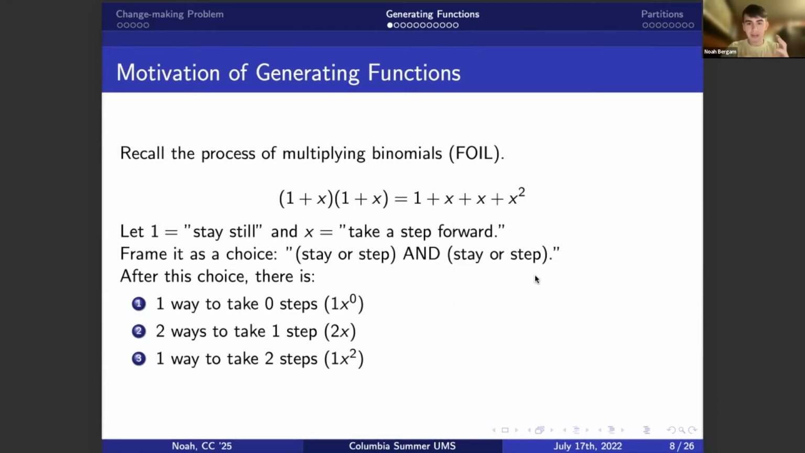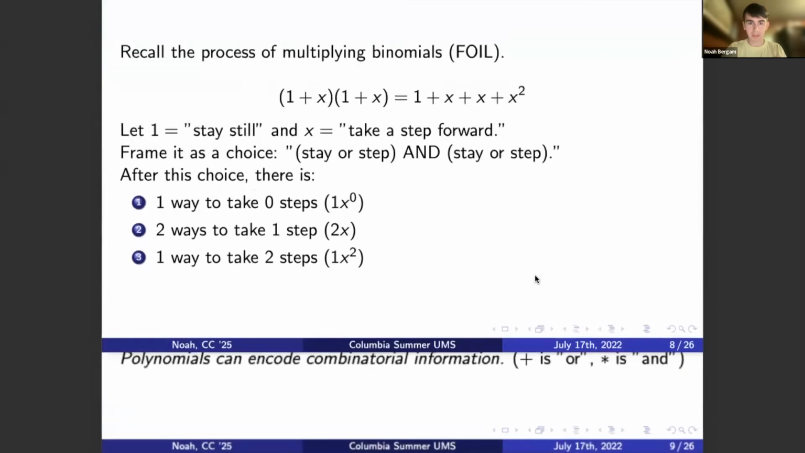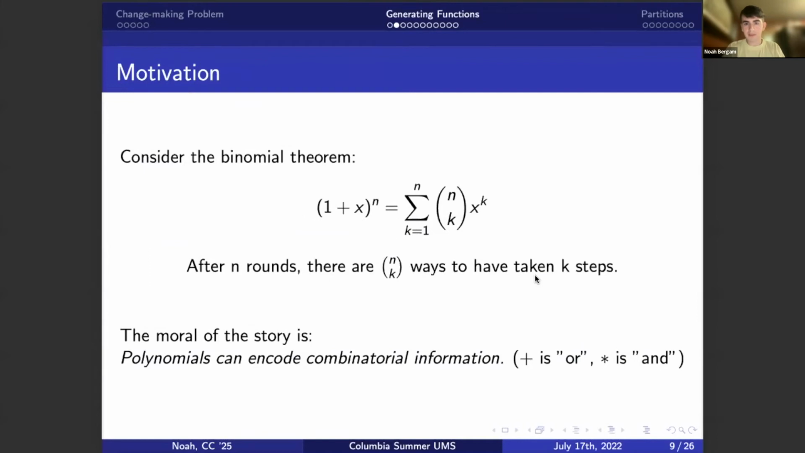And that is, you can kind of model the multiplication and addition of polynomials as choices. And this becomes even more relevant if you think about a classic equation in probability and algebra, the binomial theorem, which states that (1 + x)^n is equivalent to the sum of n choose k times x^k, where k goes from 0 to n.